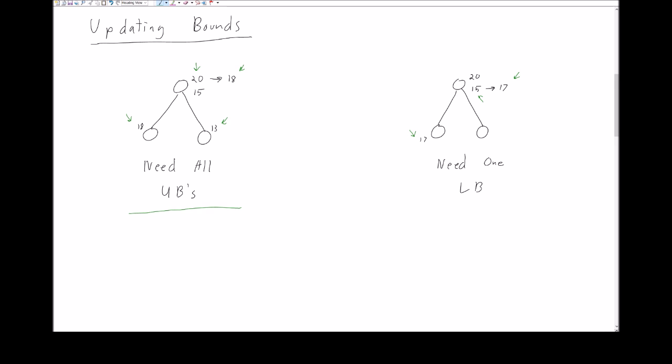If we know we have a lower bound of 17, then we know that we can get at least that value among all the children nodes. And so if this value 17 is larger than our current lower bound, and therefore better, we can immediately update that lower bound.